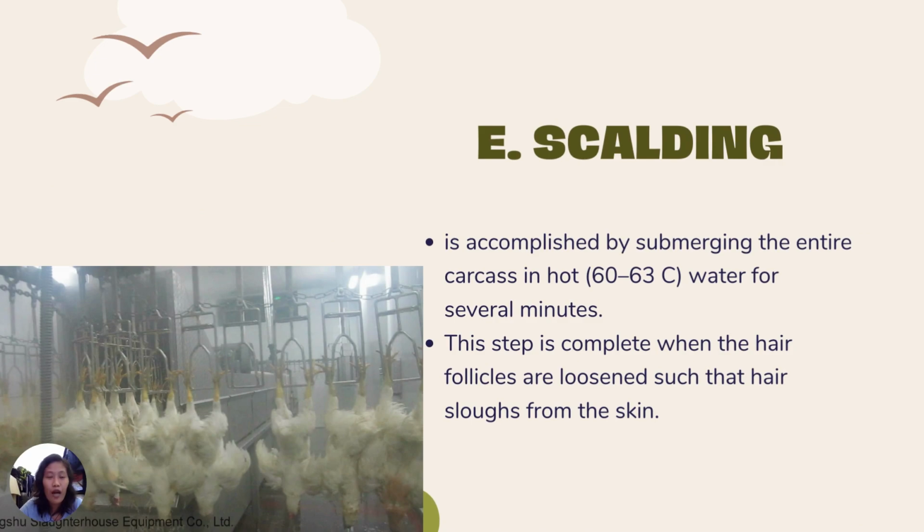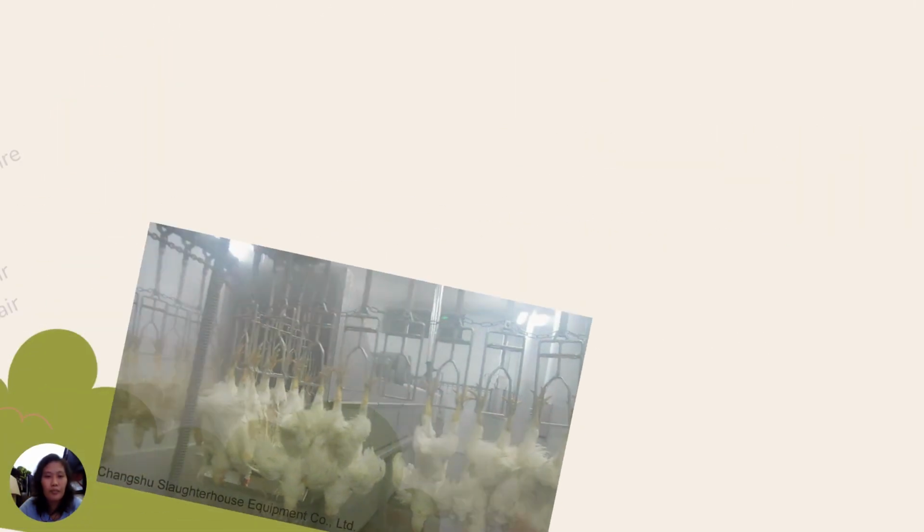Number five or fifth is scalding. Scalding is accomplished by submerging the entire carcass in hot 60 to 63 degrees Celsius water for several minutes. So, this step is completed when the hair follicles are loosened such that hair lifts from the skin.